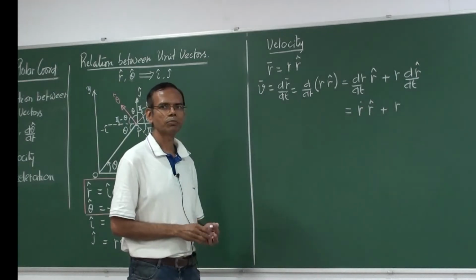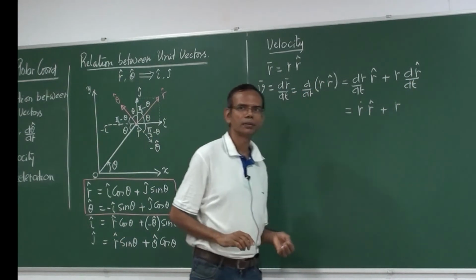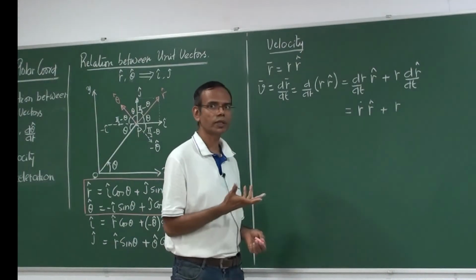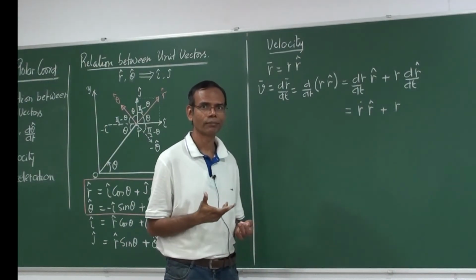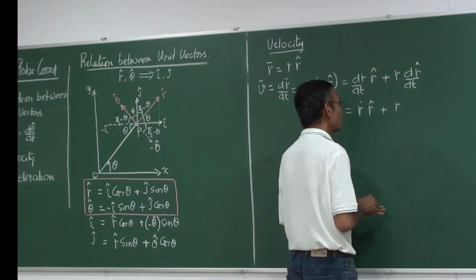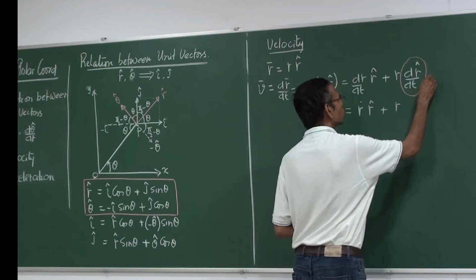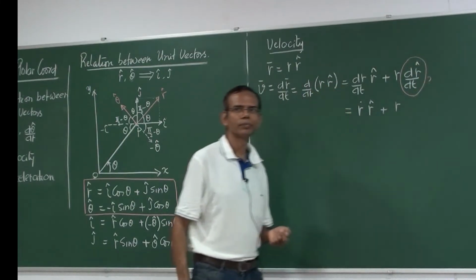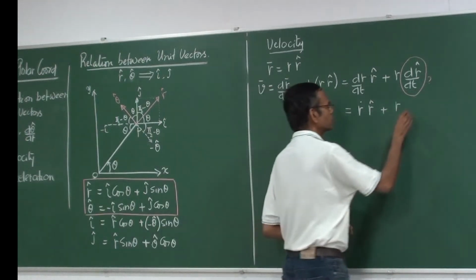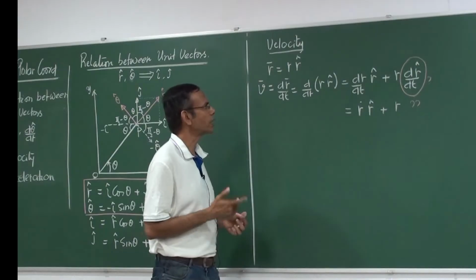Now here is a problem. dr cap by dt. This is a unit vector which is changing, isn't it? This is changing, and so we don't know how to do it. So here lies the problem. So how can we do it?